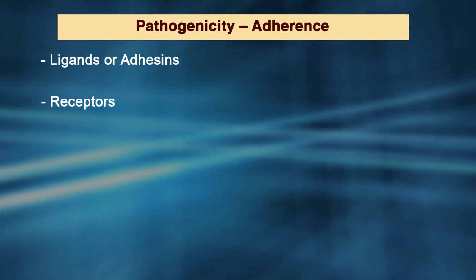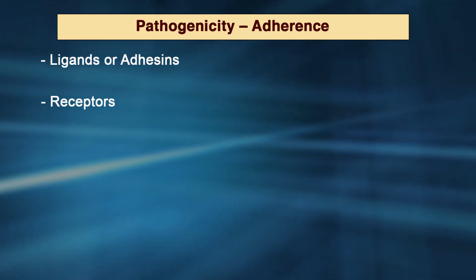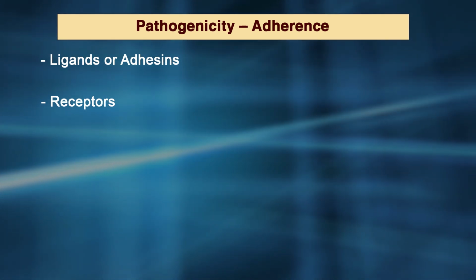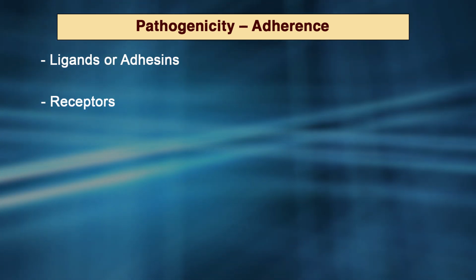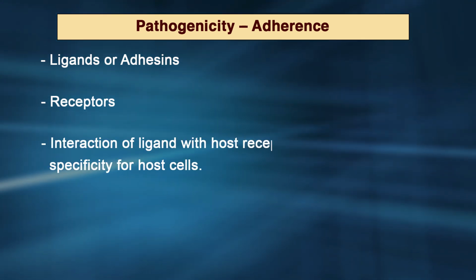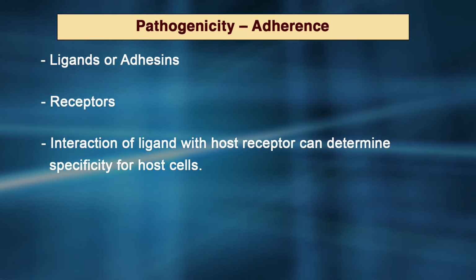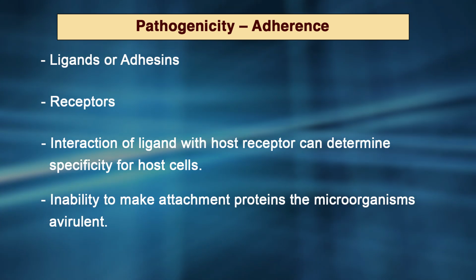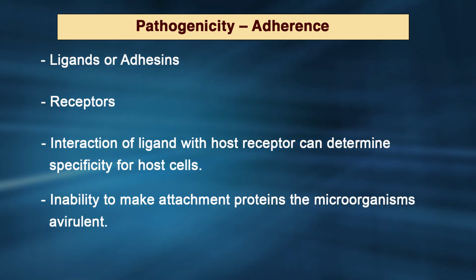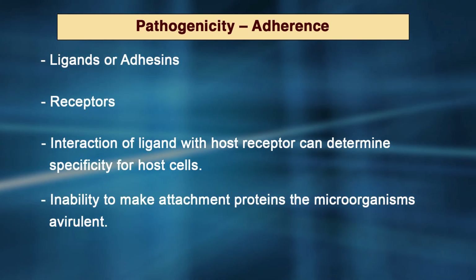These receptors are present on the host cell surface. The host receptors are usually glycoproteins located on the cell membrane or tissue surface. Mucus, the mucopolysaccharide layer of glycosaminoglycan, covers animal cell mucosal surfaces. Interaction of ligand with host receptor can determine a specificity for the host cell. Inability to make attachment protein or adhesin renders the microorganism avirulent. Ability to change or block the ligand or its receptor can prevent infection.